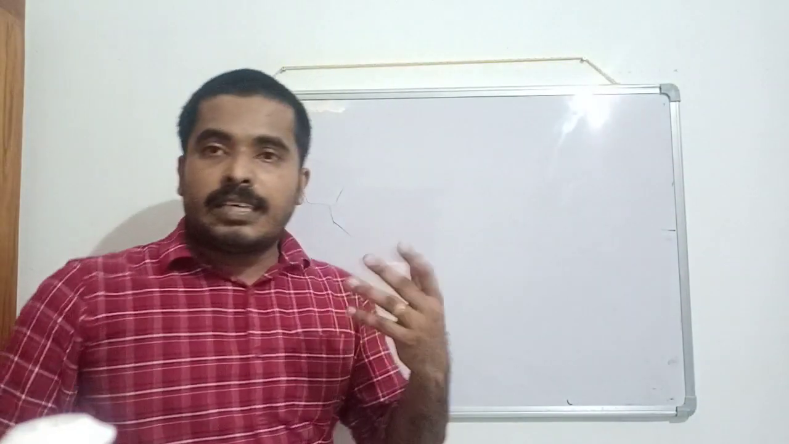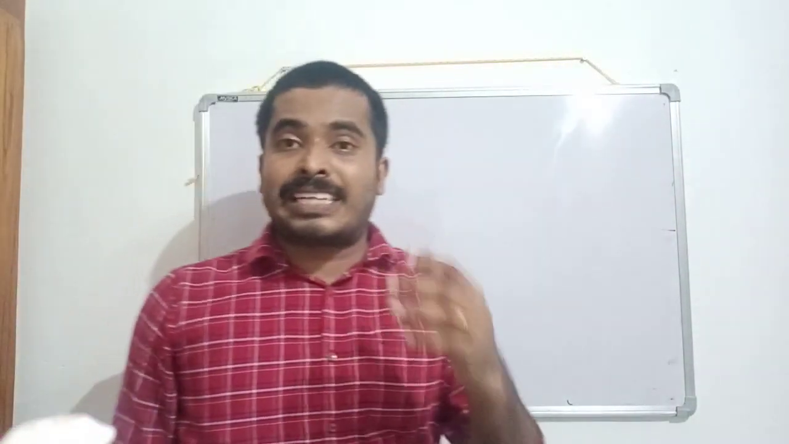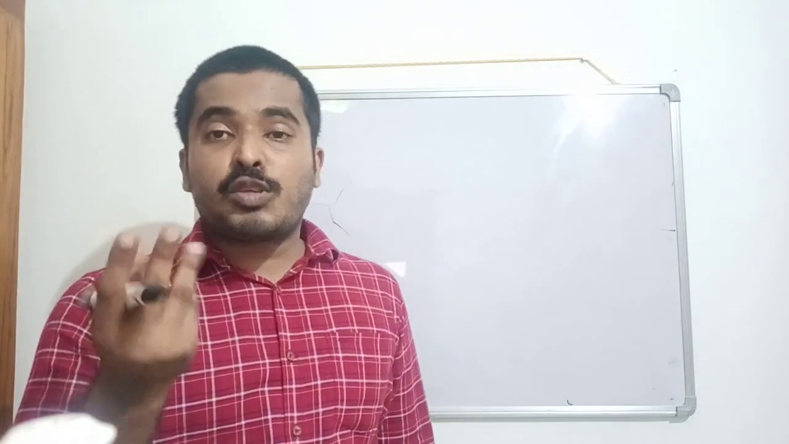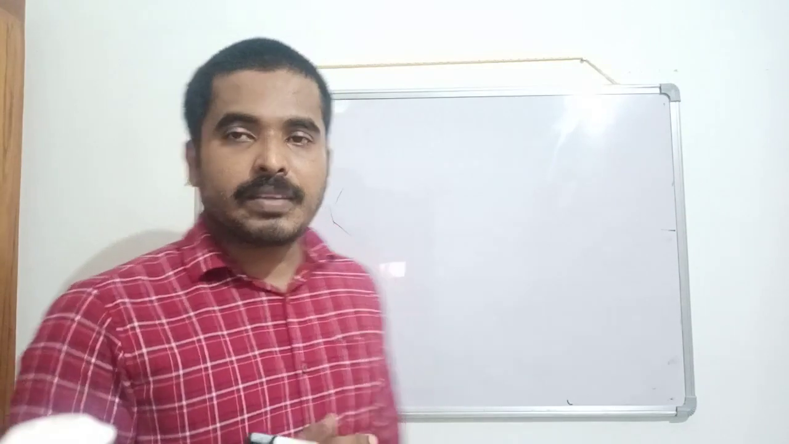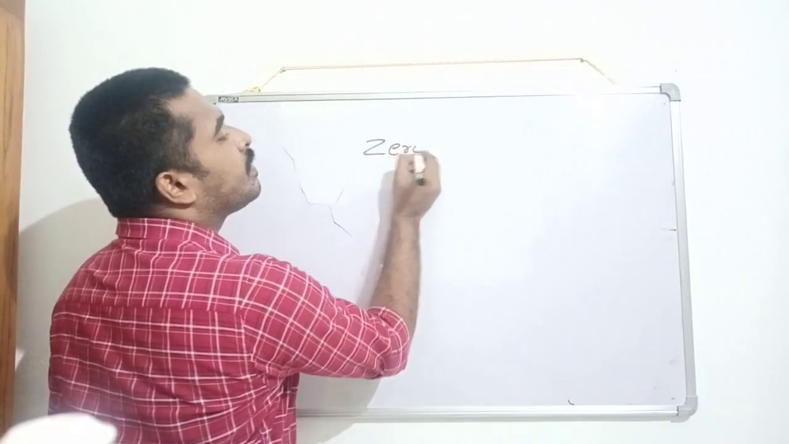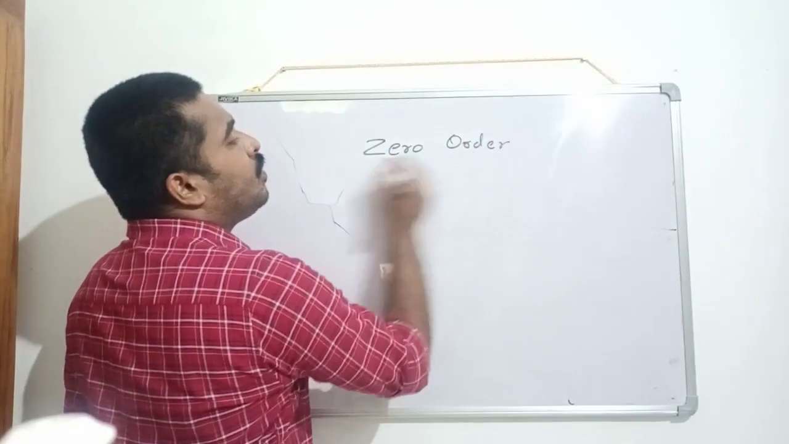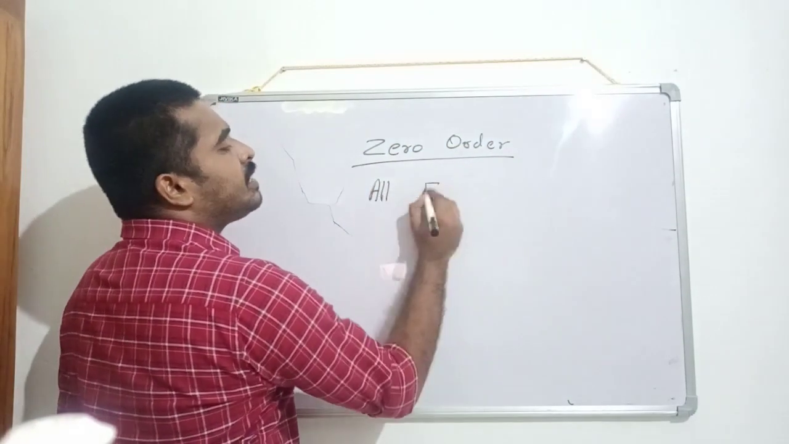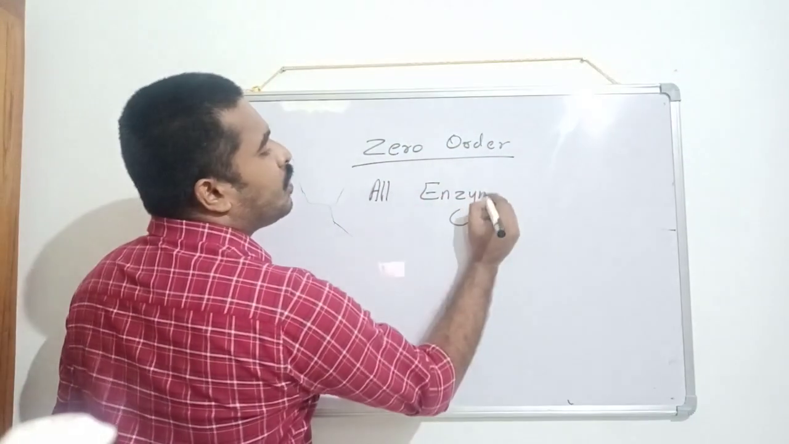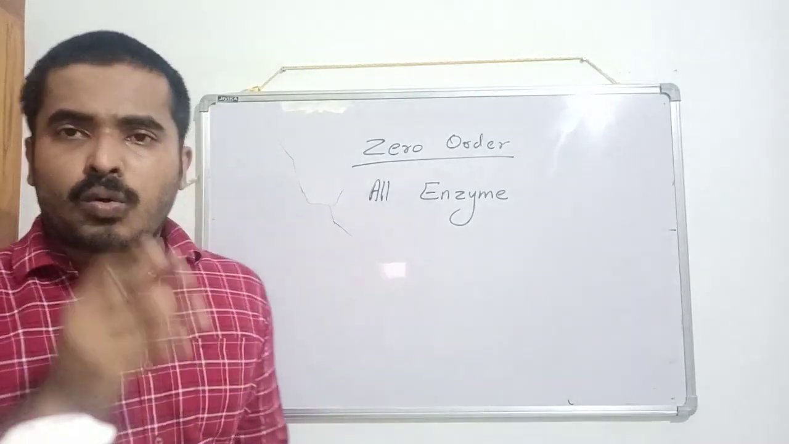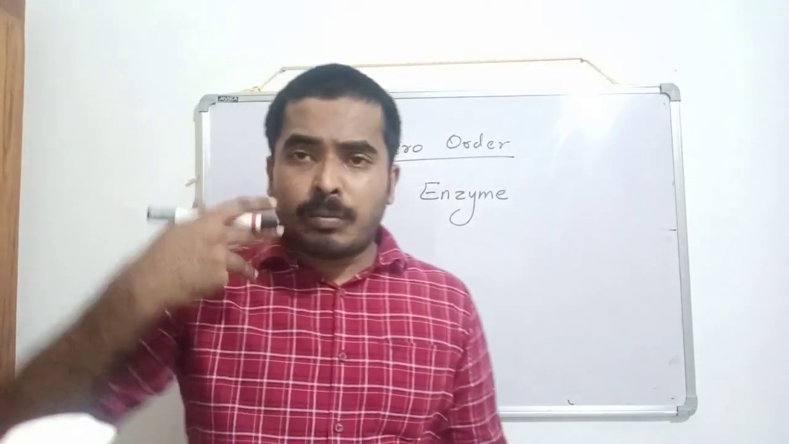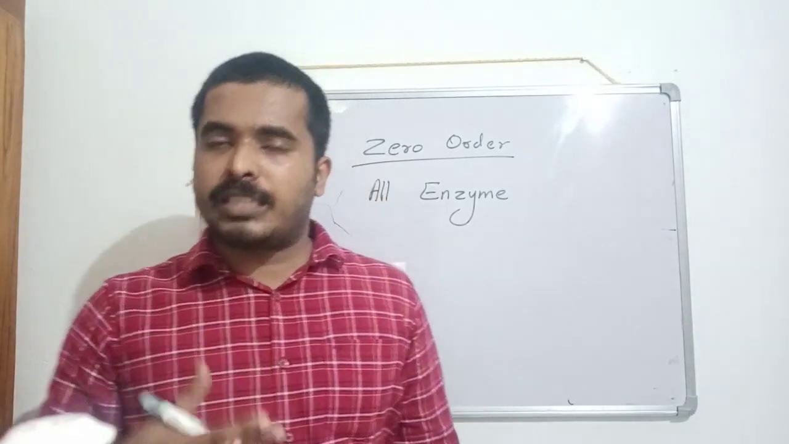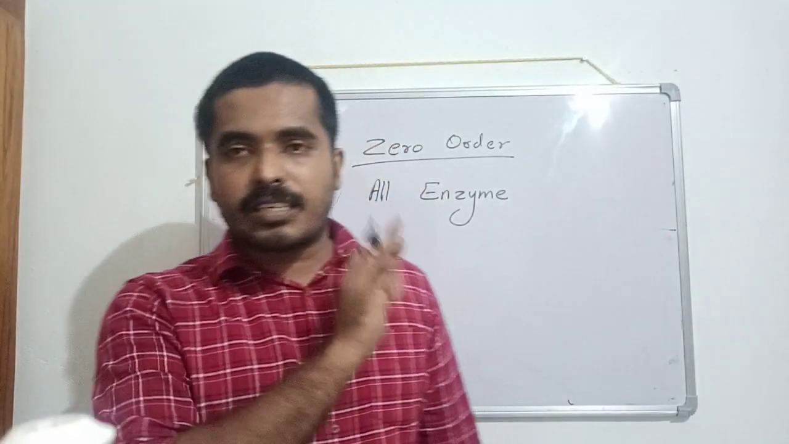One important thing, in the last class I gave you an assignment: find examples for zero order and first order reactions. Did you find out? Okay, let me see. Zero order: all enzyme reactions are zero order. There are so many enzyme catalyzed reactions taking place in our body. All those reactions are zero order.